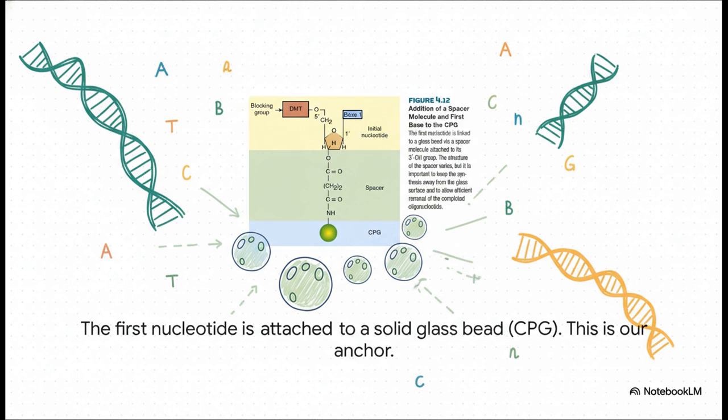And this is what that anchor actually looks like. The whole process kicks off with a single DNA base, our first letter, stuck to a tiny, porous glass bead. This little bead is our solid support, our foundation. It's what we're going to build the entire DNA strand on, one piece at a time.